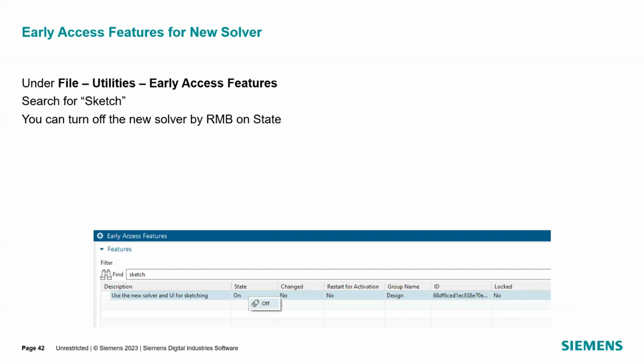If you go into File, Utilities, Early Access, not the customer defaults, but Early Access, and search on the sketch, there is this entry for the new solver and the UI, right? Its default state out of the box is turned on. So if you are prior to 2306 and you say, hey, I have all these legacy sketches and I want to stay in that mode, I could see that being important to you.